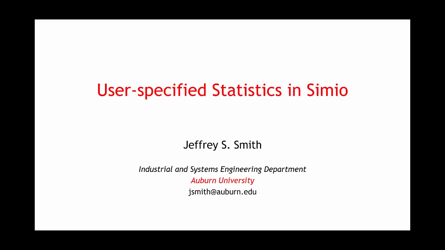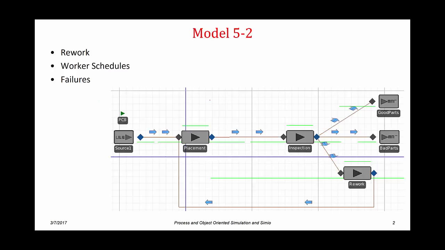In this video module, we'll be looking at user-specified statistics in Simio. User-specified statistics are very important to simulation modeling because this is the tool that we use to observe values that the simulation doesn't compute automatically. We're going to use Model 5.2 from the Simio and Simulation textbook as the basis for the examples in this video module.